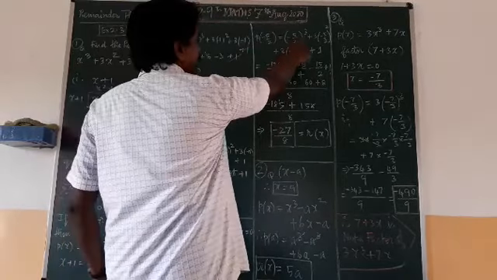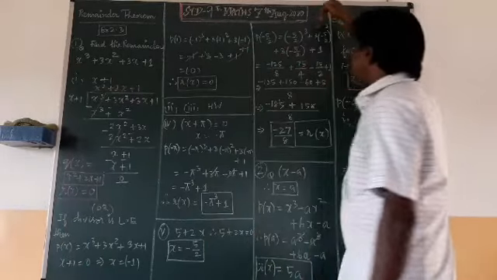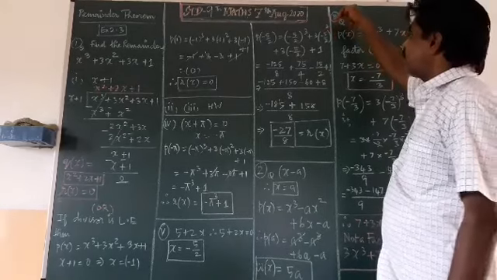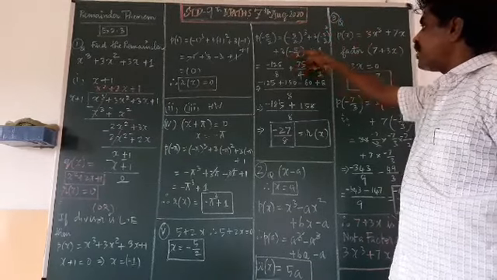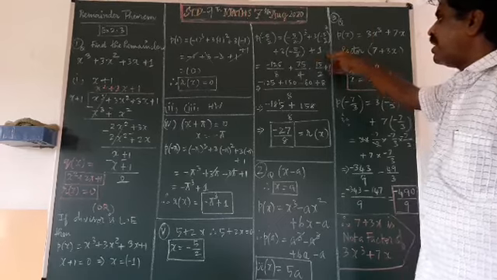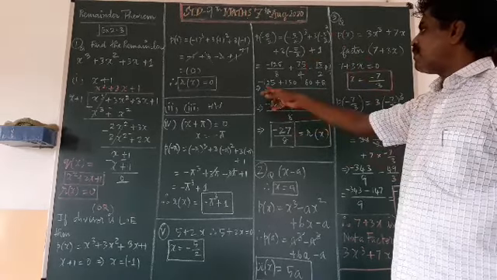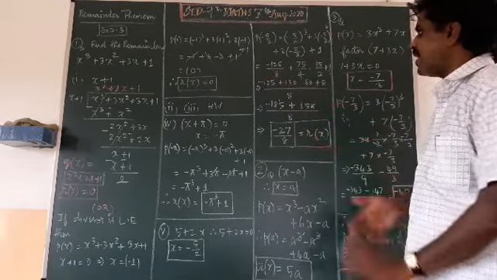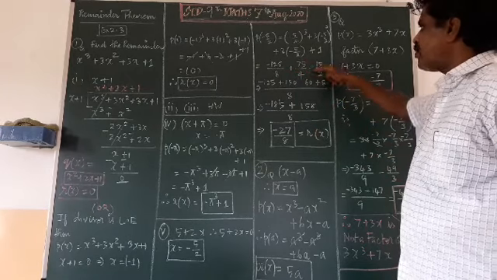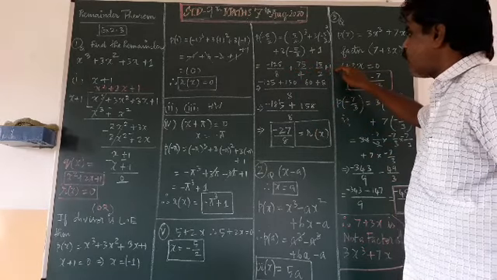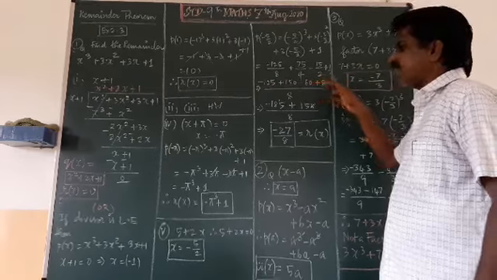Then minus 5 upon 2 raised to the power of 3, plus 3 into minus 5 upon 2 squared, plus 3 into minus 5 upon 2, plus 1. Then I am simplifying. I am getting minus 125 upon 8 plus 75 upon 4 minus 15 upon 2 plus 1. Then I am taking the LCM here, simplifying this one.